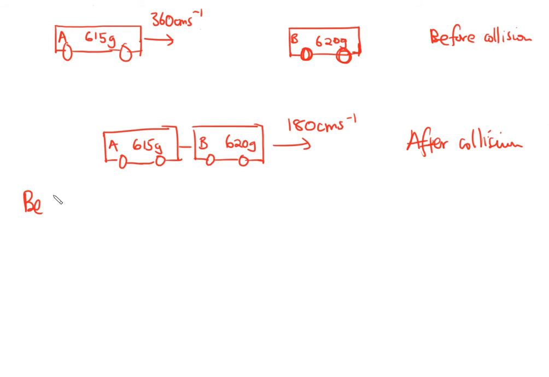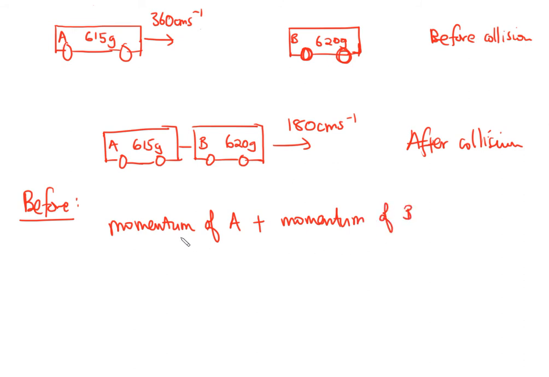So what was happening before collision? Before collision, there was momentum there. Let's calculate the momentum before collision. It was obviously going to be momentum of A plus momentum of B. I think you can agree. So momentum of A is mass of A times velocity of A, plus momentum of B, which is mass of B times velocity of B. This is equal to, what is mass of A? Mass of A is 615 grams, so it's going to be 0.615 times velocity of A, which is 3.6.